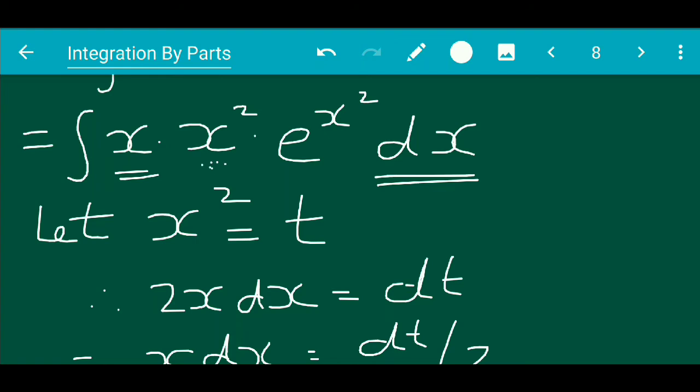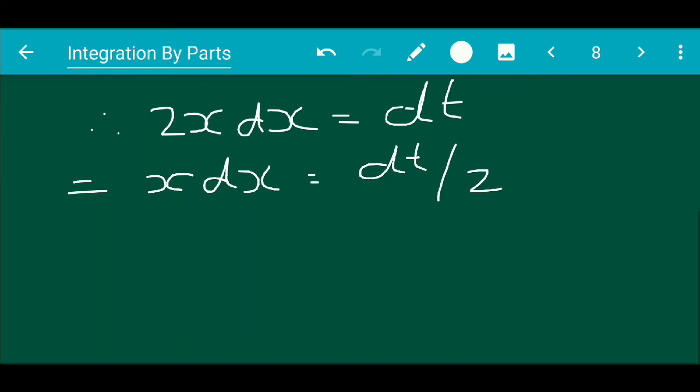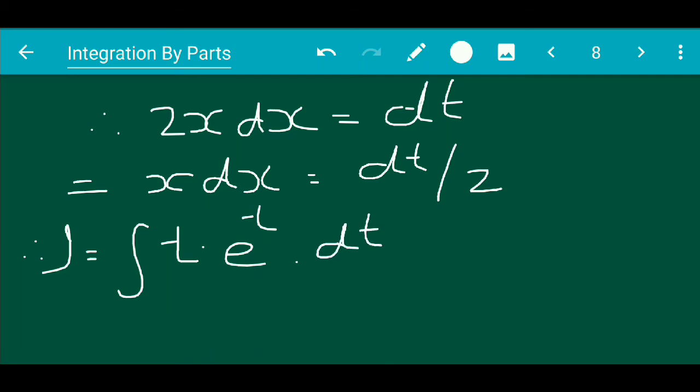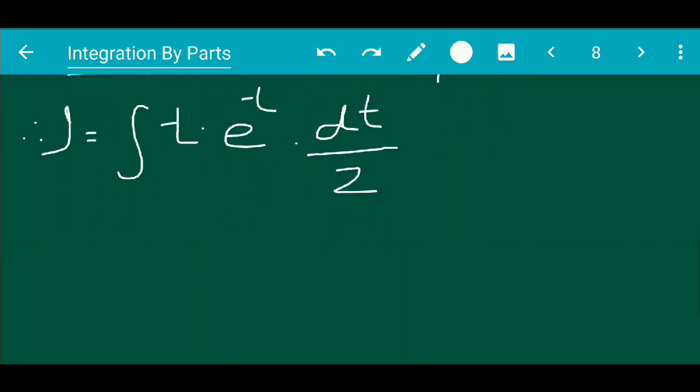The x square term which is given over here becomes t and e raised to x square will become e raised to t. So thus our integral has been conveniently modified this way. Therefore our integral has become the integral of t into e raised to t, and x dx, as you can see, has become dt by 2. Now we remove that 1 upon 2 outside, it being a constant. So we get over here like this, 1 upon 2, the integral of t e raised to t dt.